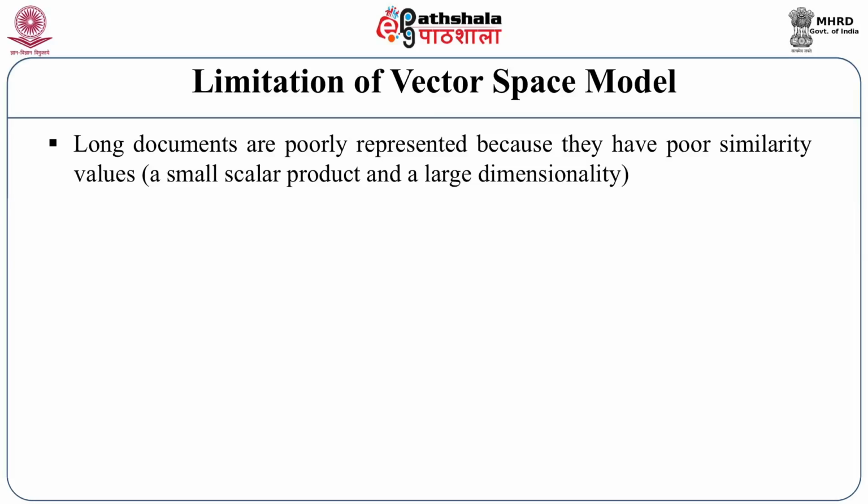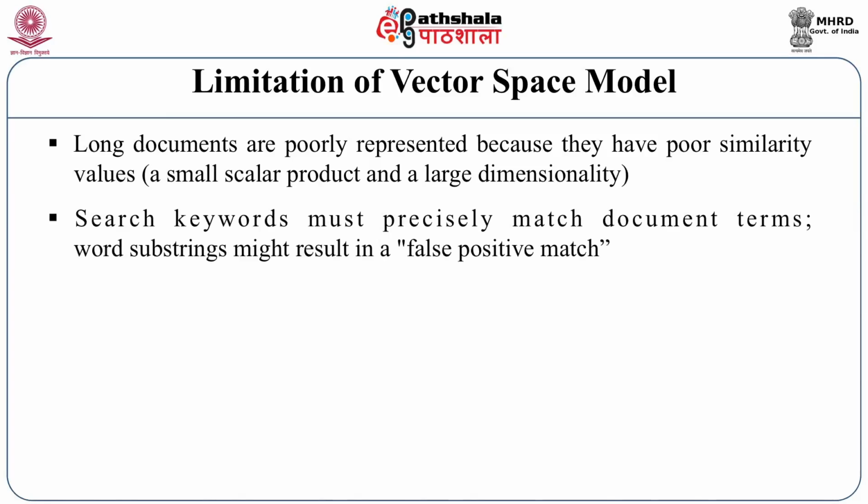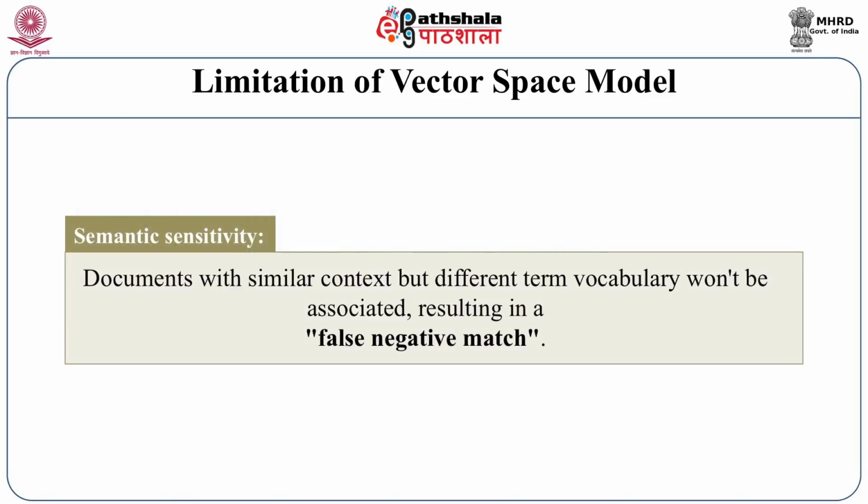The major disadvantages of the vector space model are that long documents are poorly represented because they have poor similarity values. That means a small scalar product and a large dimensionality, which creates a great problem. Second, search keywords must precisely match document terms. That is, word substrings might result in false positive matches. The third problem is semantic sensitivity. Documents with similar context but different term vocabulary won't be associated, which also results in a false negative match.